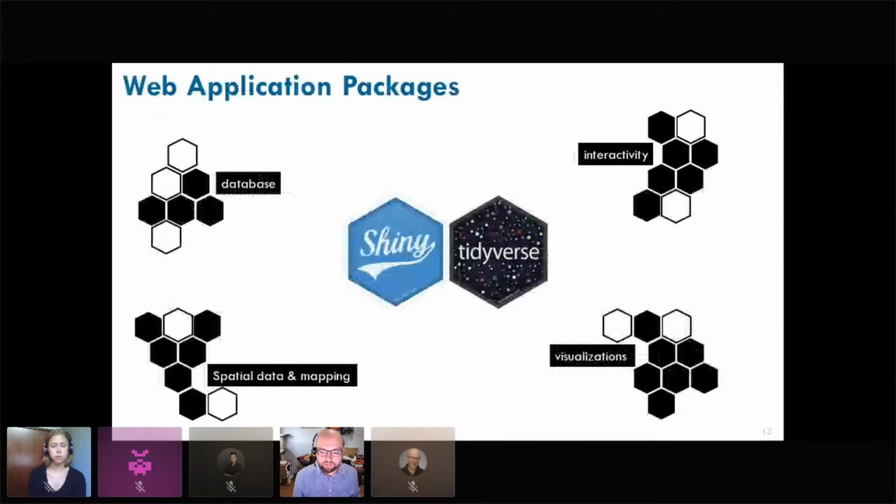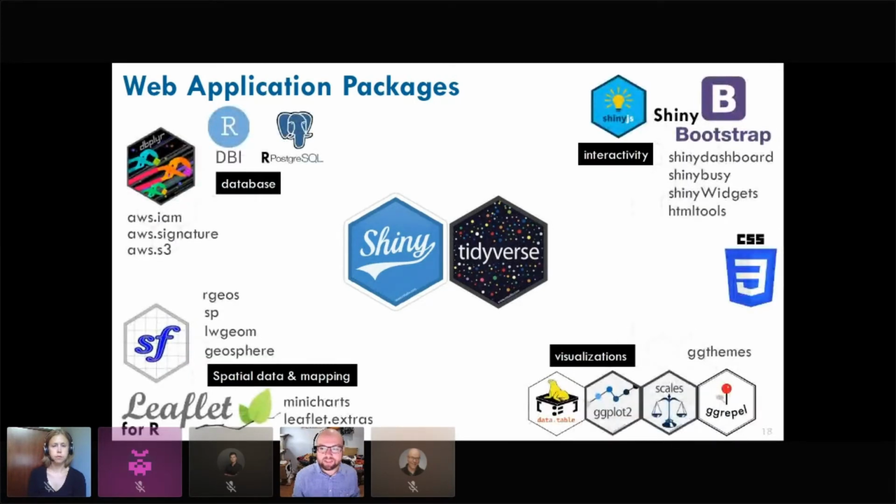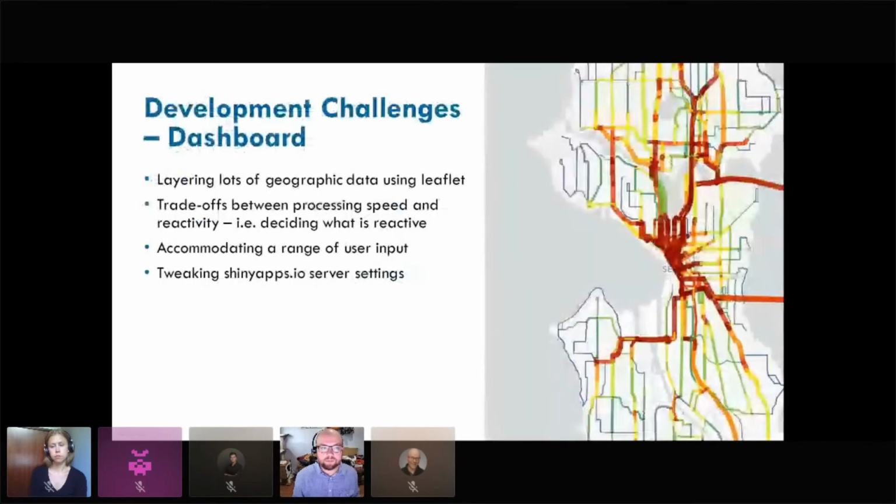The web application itself uses a lot more packages. I've grouped them into four groups here: the database and AWS packages, interactivity, spatial data and mapping, and visualizations. And here's some of those packages that we used. I don't have time to go through each one of them. The other thing I want to note is that we developed a lot of custom CSS for the application, just to get beyond the styling that we were able to do in base Shiny.